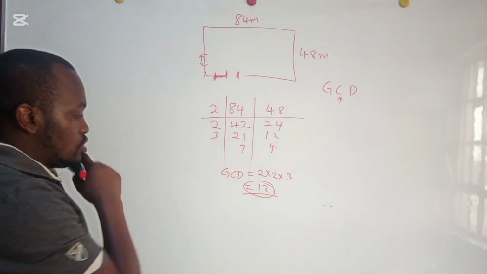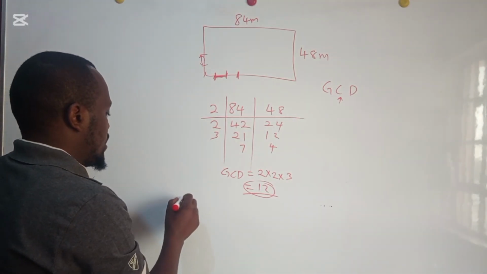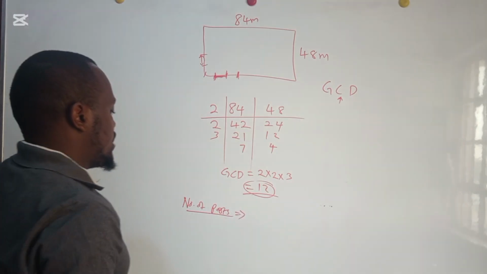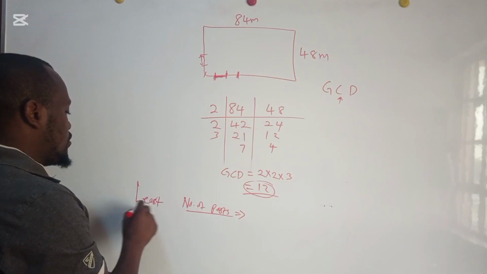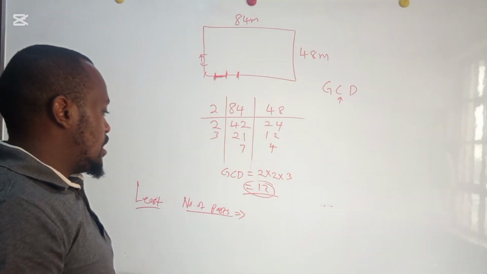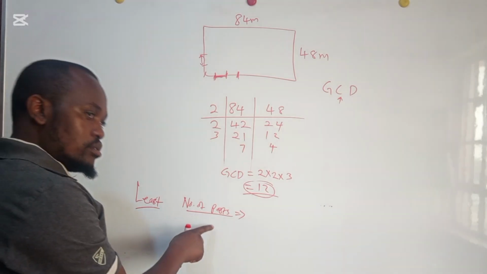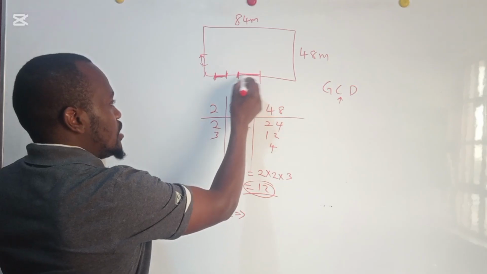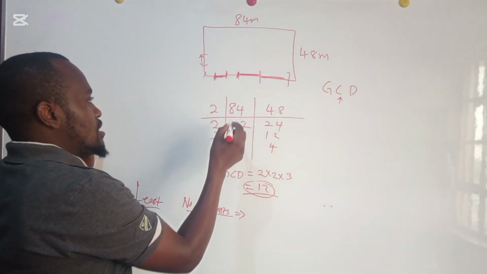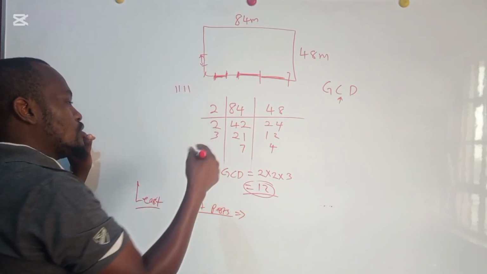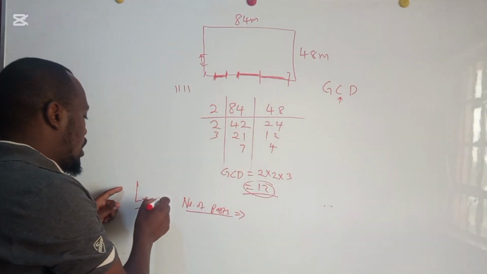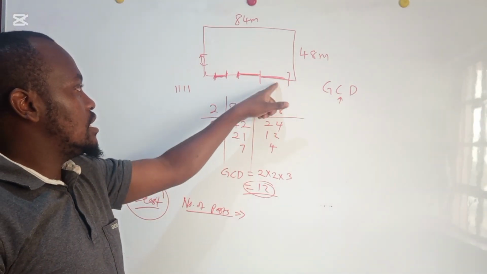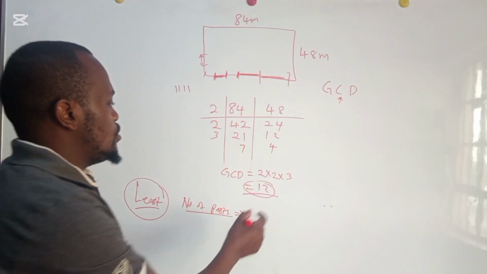Something else. I had told you to find the number of posts, the least number of posts that can be used to fence this farm. To get the least number of posts, you have to use the greatest distance. You must make this distance big. Otherwise, if you use a smaller distance, you are going to use more posts. So if you want few posts, you have to make sure the distance is great. And therefore, you are again going to use this one.